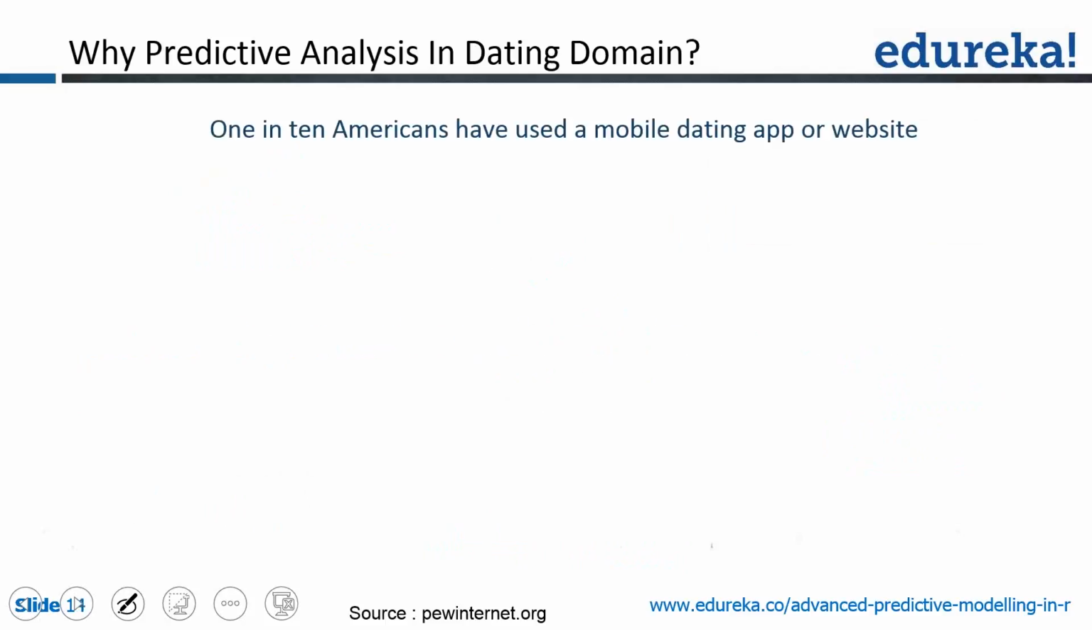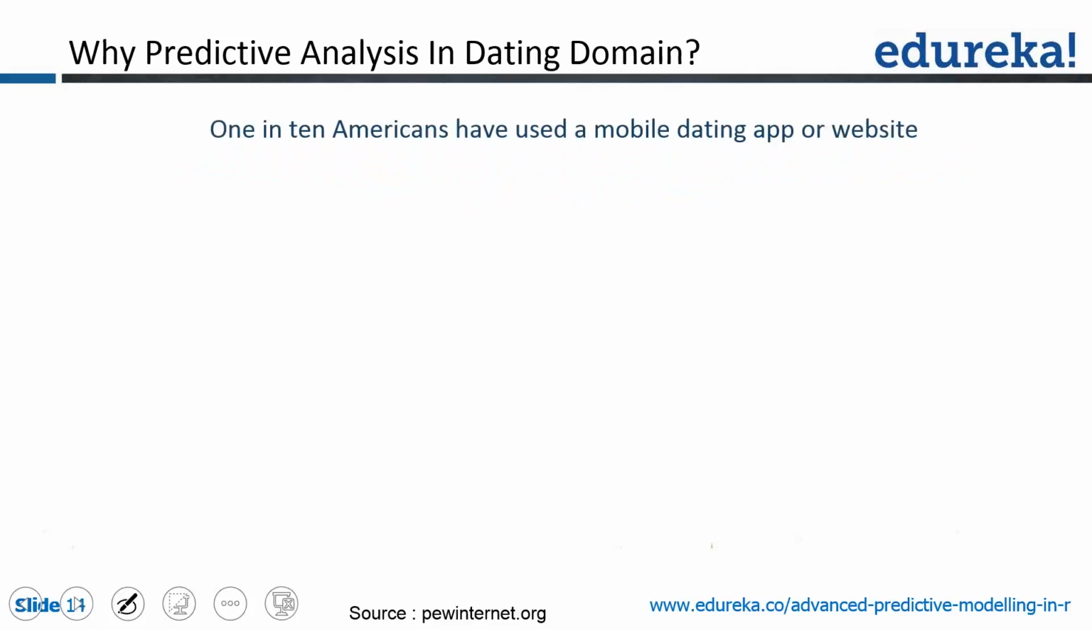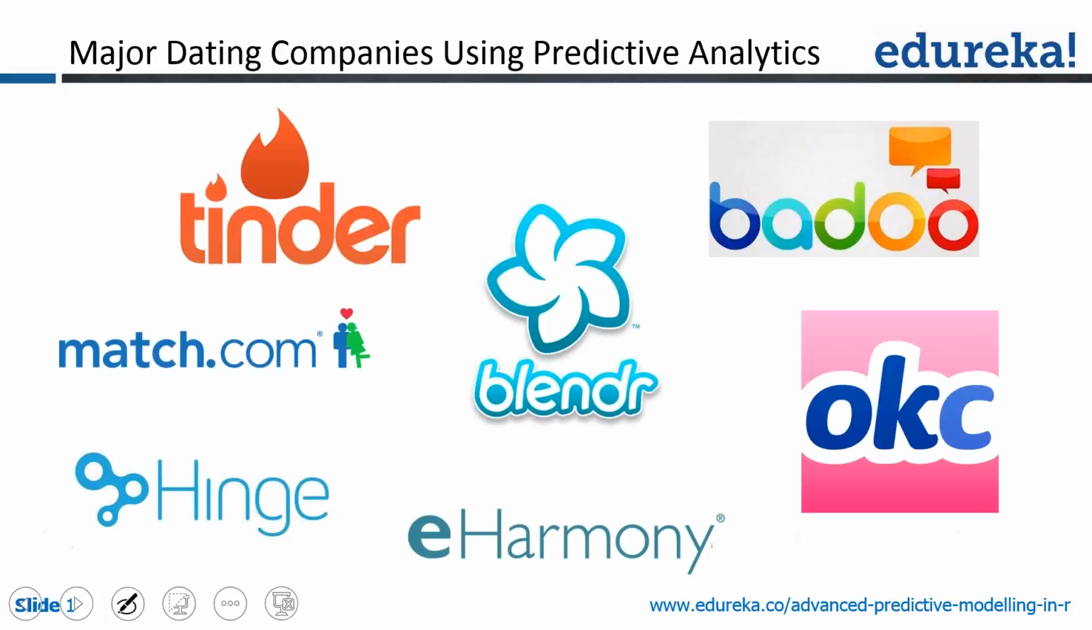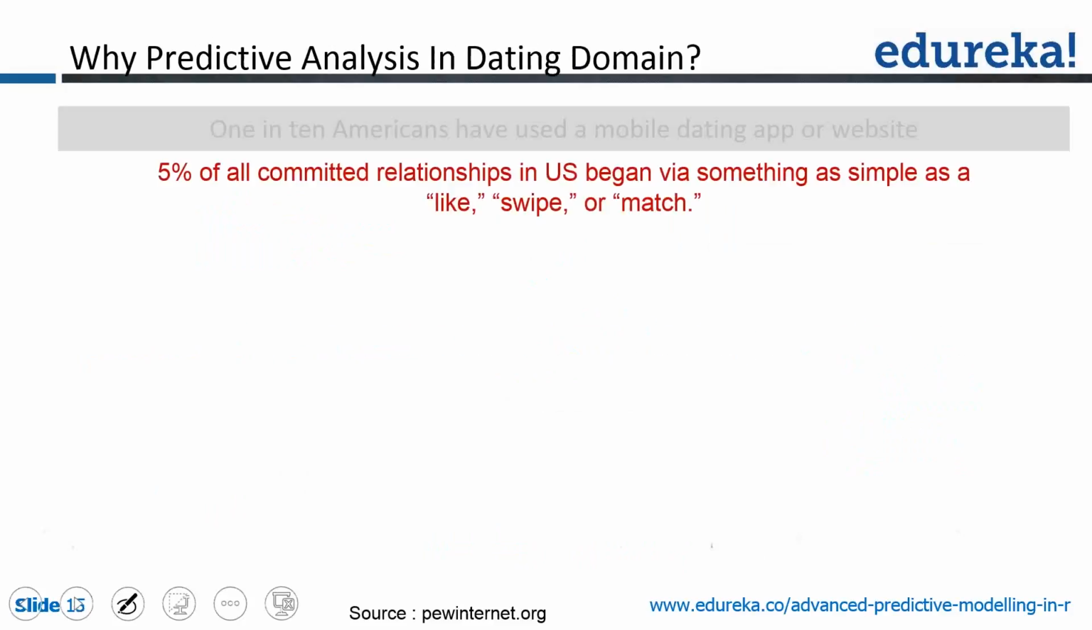Why do we use predictive analytics in the dating domain? These are a few of the reasons. Look at how popular dating websites are. 1 in 10 Americans have used a mobile dating app or website. 1 in 10. In developed countries, it's very widely used, right? 5% of all committed relationships in the US began via something as simple as liking, swiping, or matching. And Tinder uses that swipe. So on Facebook you say like or share, on Twitter you say tweet, and on similar lines, with Tinder, you say swipe.